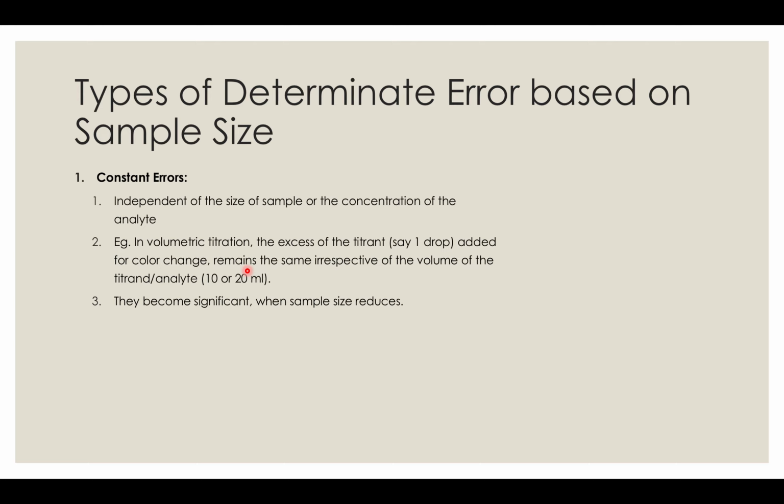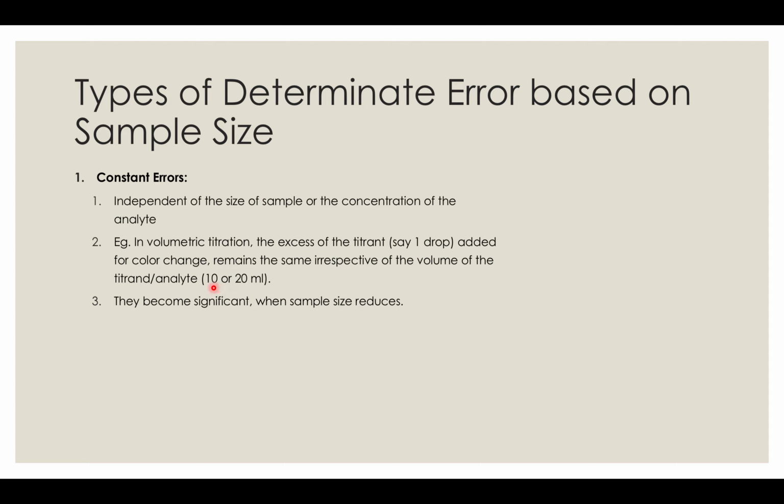Let's calculate that. Let me do it in my calculator. So it comes out to be 0.01 divided by 10 multiplied by 100. For the 10 ml, you are getting 0.1 percentage error. Now let's look at the error for the 20 ml. So 0.01 divided by 20 multiplied by 100, it is 0.05.